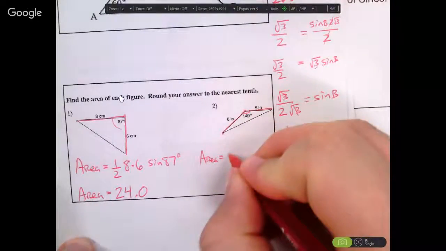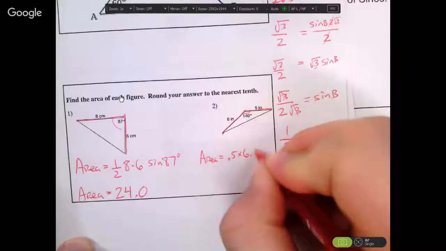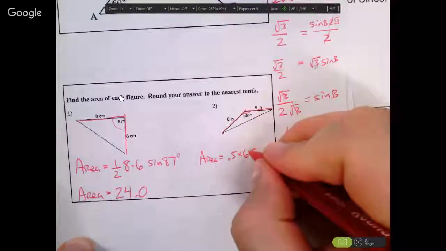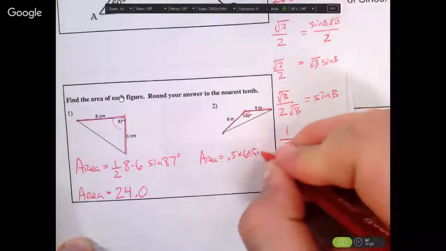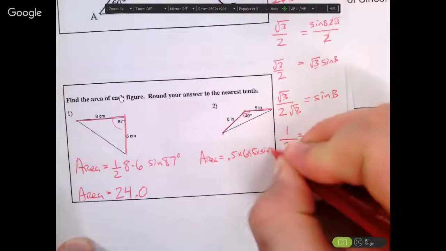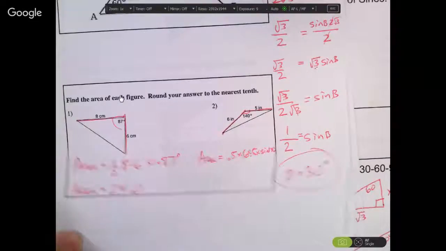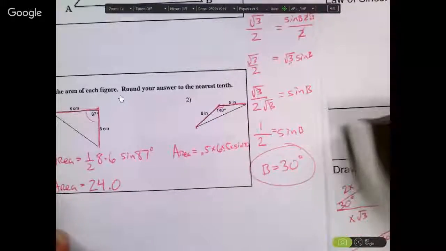So the area equals 0.5 times 6 times 5 times the sine of 140. Didn't give myself much room there. It's 9.6.